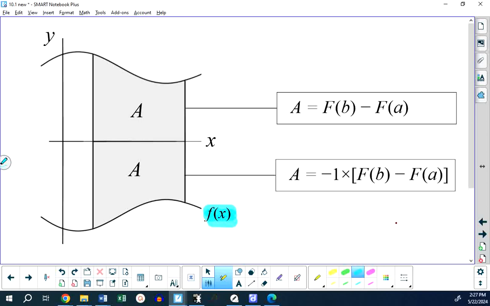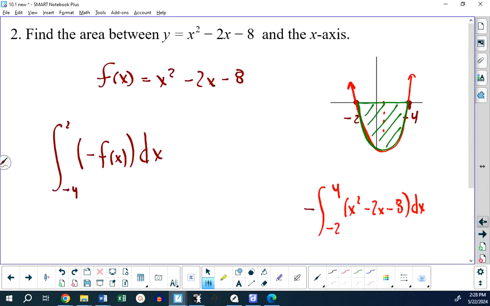So in order for me to make it into a positive area, I have two options. I can recognize that it's below, so it's negative, and that means I include this. Or I could flip the function over and use that as the new function. So I would do this. Negative 4 to 2 of negative x squared. Well, no, you know what I would do? I'm going to introduce you to this right now.